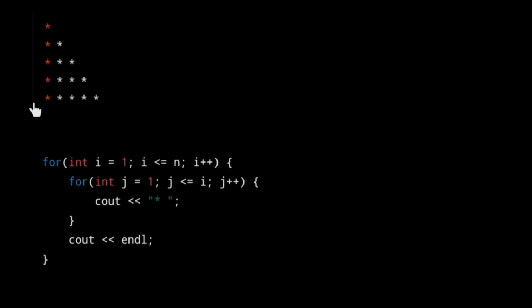Here you can see that in the second row there are 2 stars, in the third row there are 3 stars, and so on, depending on the number of rows. Here we can understand the nested loops used to create this pattern.